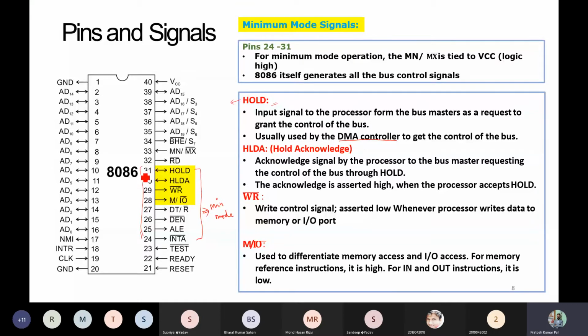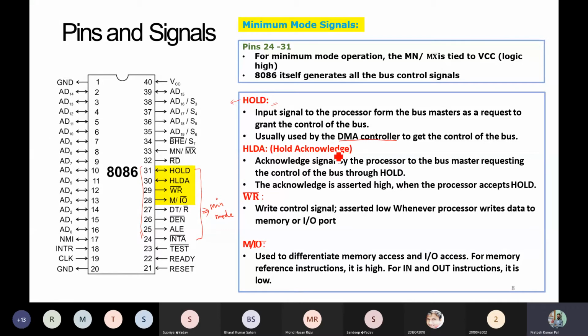It is similar in the 8085 also. At that time, the HOLD pin will be given 1, then the 8086 will release the control of its buses, and they will be controlled by the DMA controller. So this is done by pin number 31.